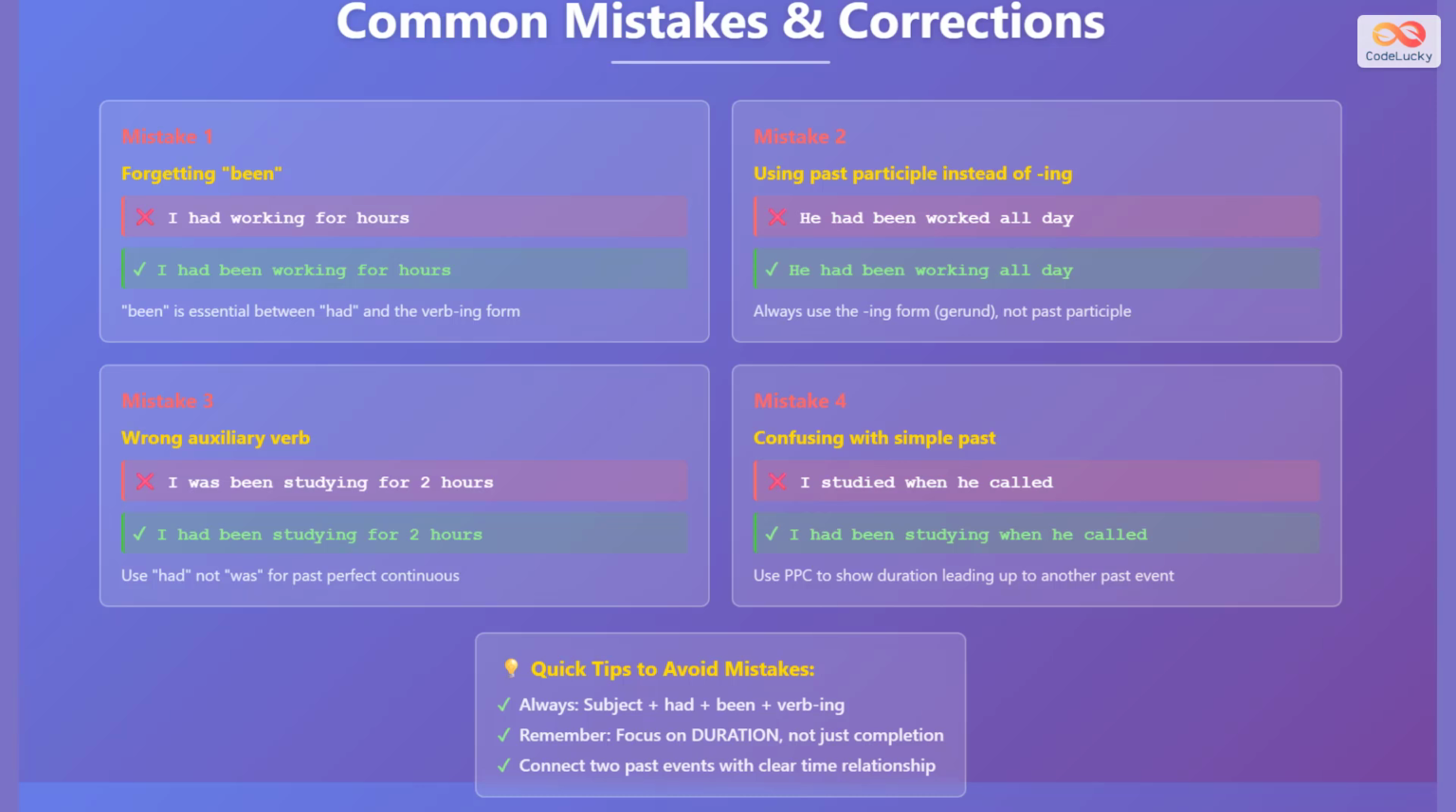Mistake 4, confusing with simple past. Say I studied when he called is incomplete. Use I had been studying when he called to show duration. Remember the formula: subject plus had plus been plus verb with ing.